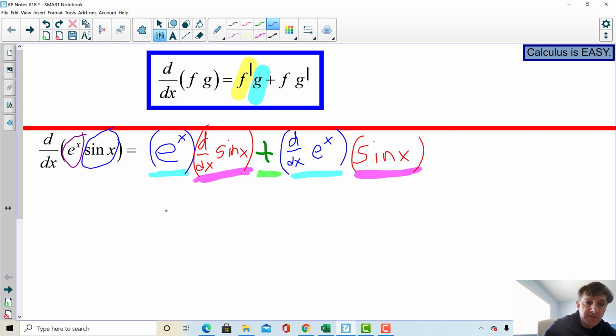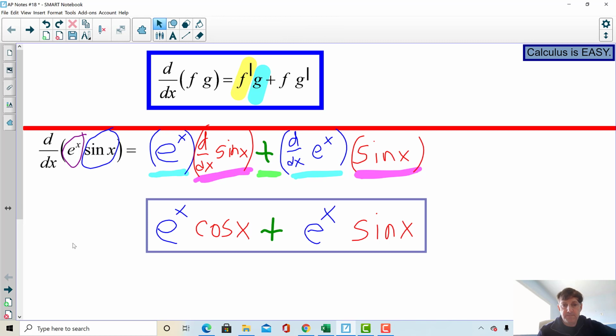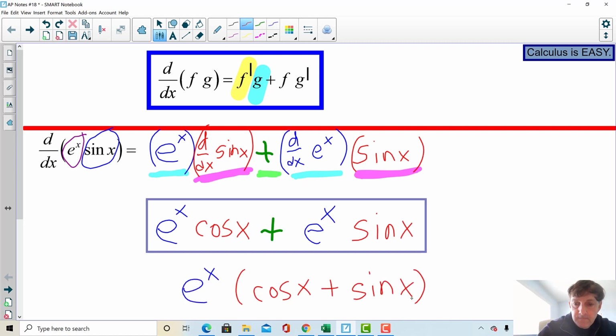Okay, let's simplify. The derivative for sine is just cosine. The derivative for e to the x is just e to the x. And that's it. That's our final answer. I want to point out that no simplifying is required, but some people will take out an e to the x. So if you wanted to, you could do that.